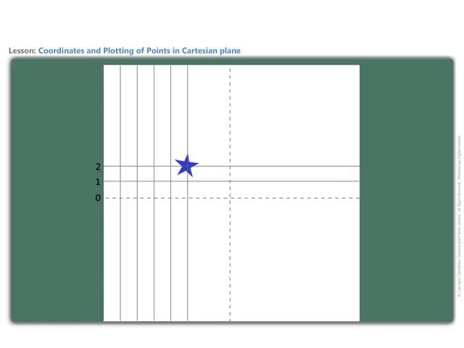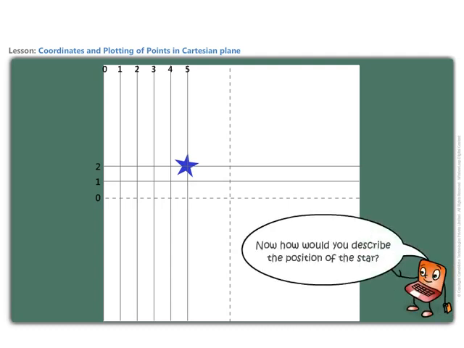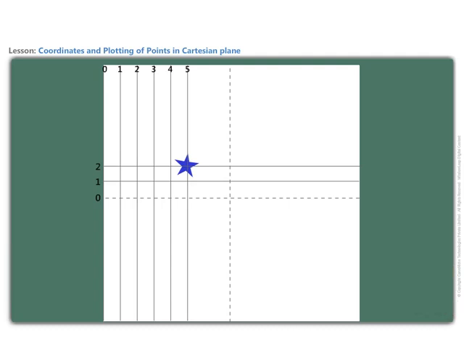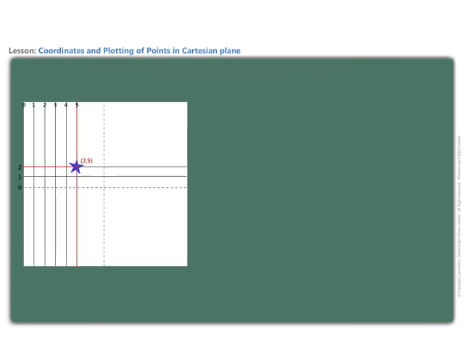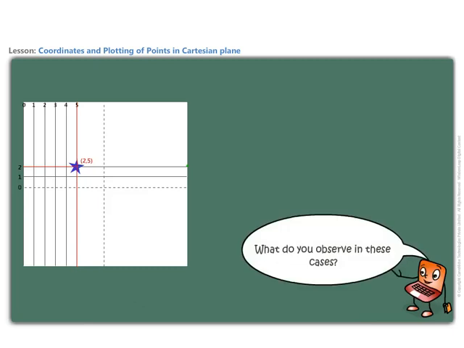Now, we make a grid on the paper and place the star in the same position where it was earlier on the plain sheet of paper. Now, how would you describe the position of the star? You would now say it is in the second row, fifth column. So, we took two independent sets of information to find the position of a point. What do you observe in these cases?